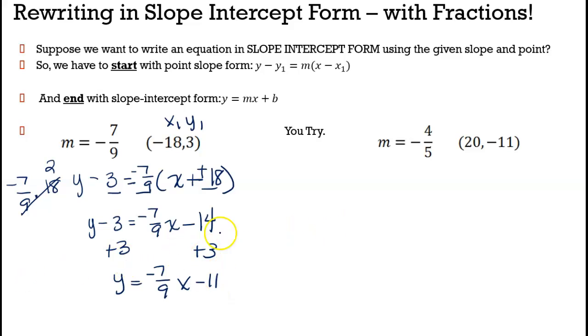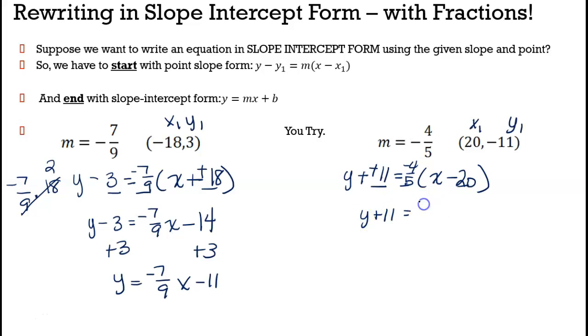Pause the video. You try this next one on your own using this problem as an example. You should have started by giving yourself your blanks to fill in. Remember, this is your x1, this is your y1. Your y value is negative 11. Your slope is negative 4/5, and your x value is 20. Remember, we're supposed to do keep, change. So this becomes y plus 11 is equal to negative 4/5 x.